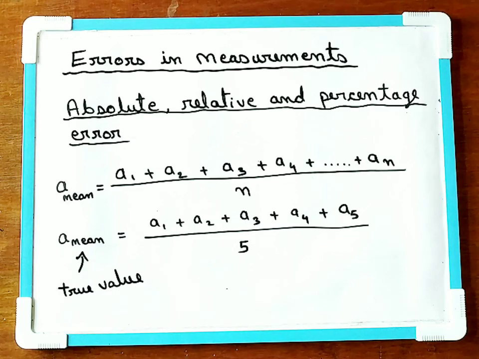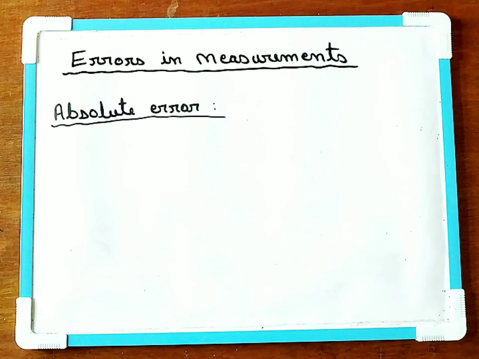You'll have to apply all this during your practical classes, while finding the diameter of the wire or the diameter of a cylindrical body. So keep this formula in mind. The mean, or the true value, is given by taking the sum of all the measurements, then dividing the sum by the number of observations. So we have learned how to calculate the exact value, or the true value of a measurement.